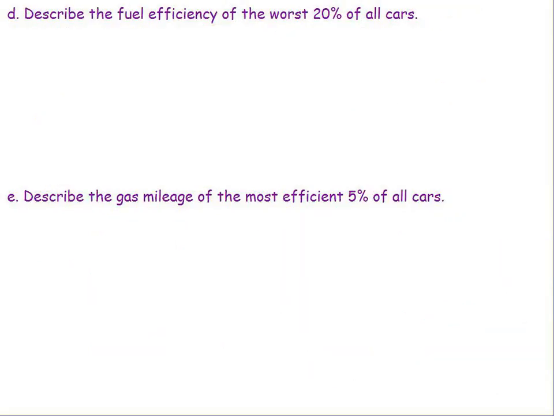Now we are going to describe the fuel efficiency of the worst 20% of cars. So now we're finding the fuel efficiency, and I'm giving you a percentage. So that should tell you that we are working backwards. Here's our X scale, zero's in the middle. We want the worst 20%. Worst is the lowest. Lowest is the left somewhere. So we know that this percentage right here is 20%. And that is on the left, and left is good.